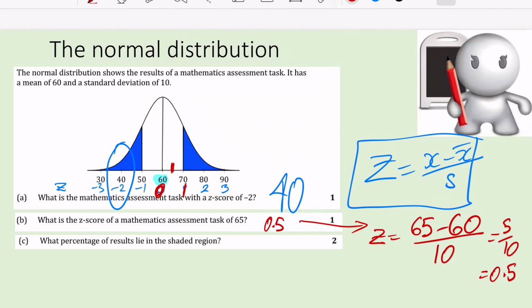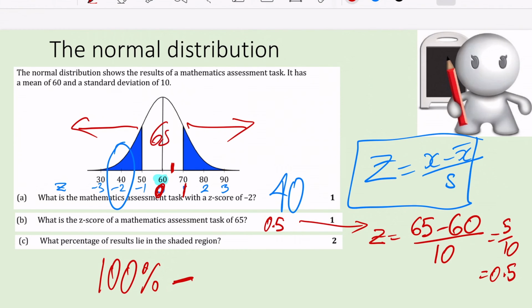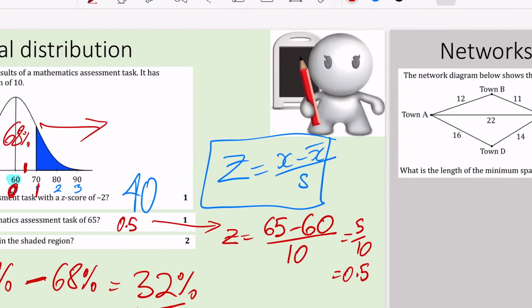And lastly, what is the percentage of results that lie in the shaded region? Well, remember, all scores below the bell curve, or the normal distribution, form 100%. In this case, we are after this region over here, and then this region over here. This region in the middle is 68%, so I'm just going to take away 68%, and I'm going to get 32%. Alright, that's a nice little question.